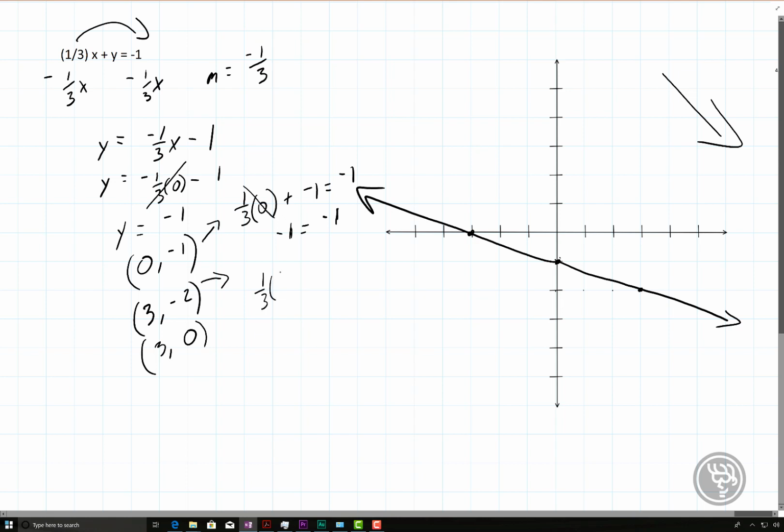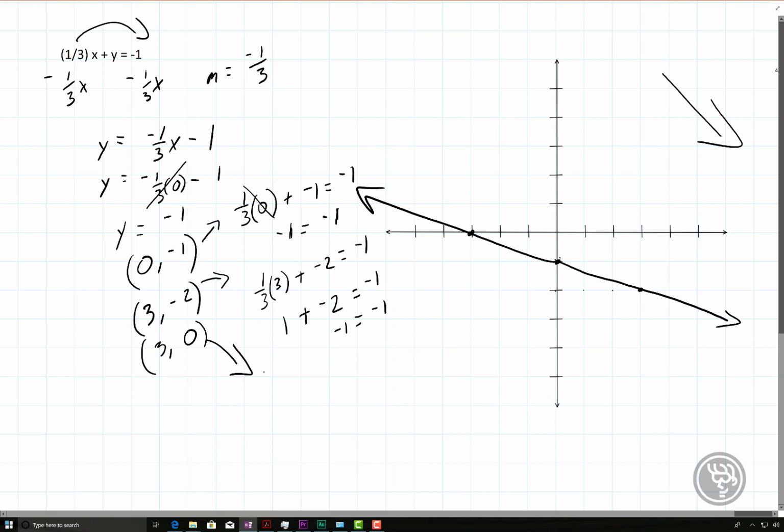If we look at this point, we have minus 1/3 times 3 plus minus 2 is equal to minus 1. Okay, so this just becomes minus 1 plus negative 2 is equal to negative 1. Is that true? Absolutely. So negative 2 and a plus 1 becomes negative 1 equals negative 1. Okay. Down here, let's try this one.